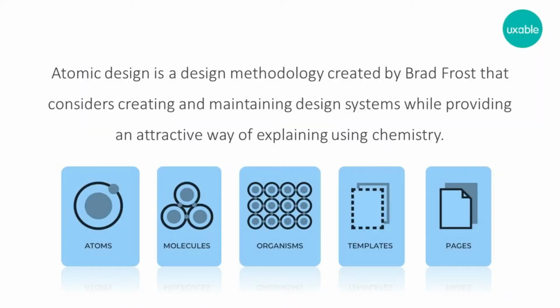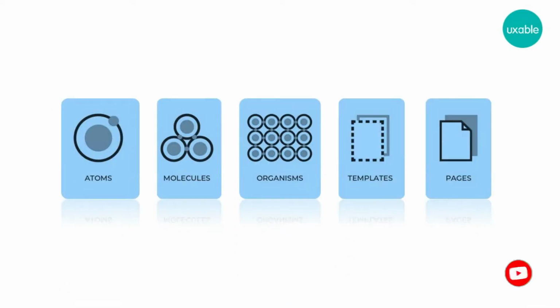So atomic design is a design methodology created by Brad Frost that considers creating and maintaining design systems while providing an attractive way of chemistry. There are 5 distinct stages of atomic design methodology. Each stage builds on the previous, acting as a combination of items from the earlier stages. So let's look at each stage one by one along with the examples.